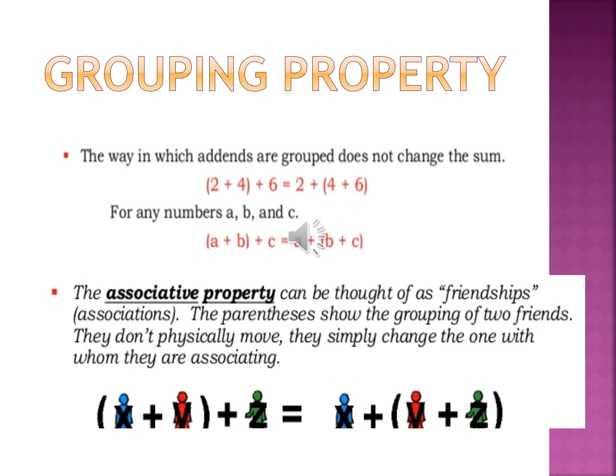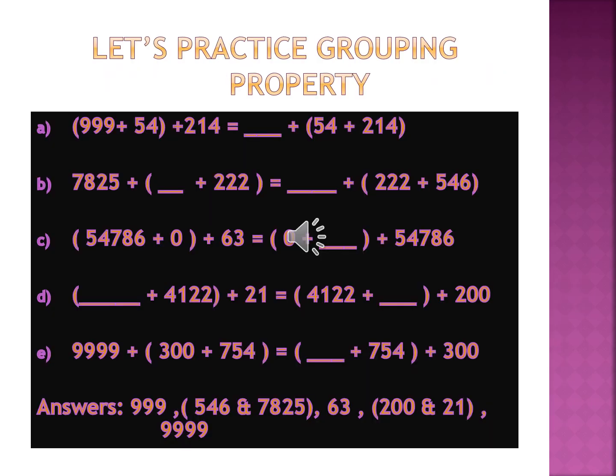So for any numbers a, b and c, (a plus b) plus c will be equal to a plus (b plus c). Means the parenthesis shows the grouping of two friends. They don't physically move, they simply change the one with whom they are associating. So this is what the grouping property is. Now let's practice a few examples based on grouping property.